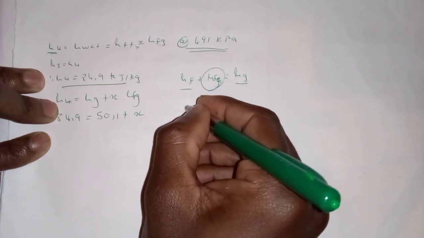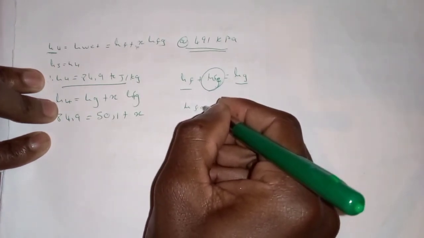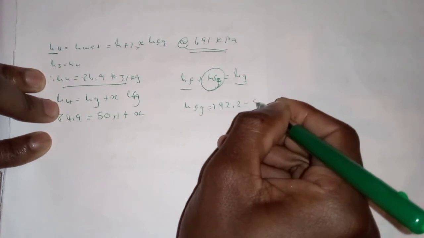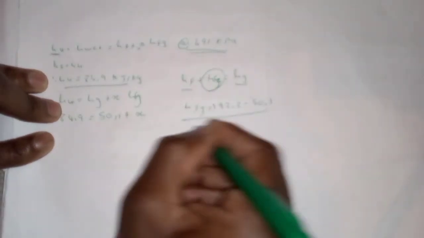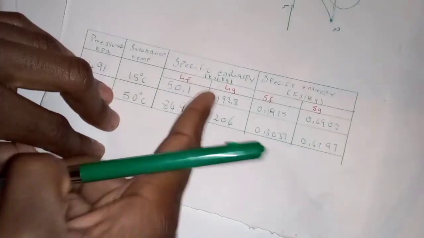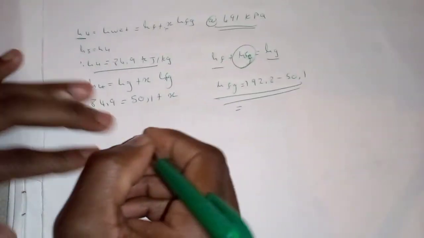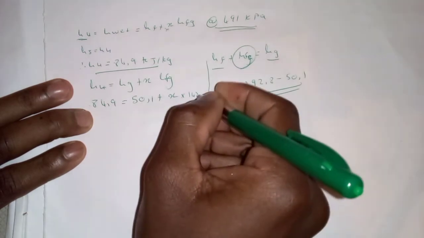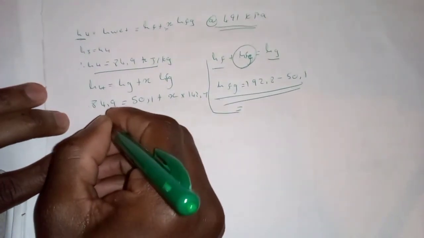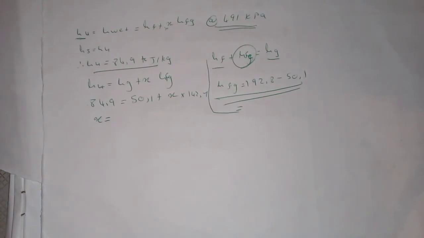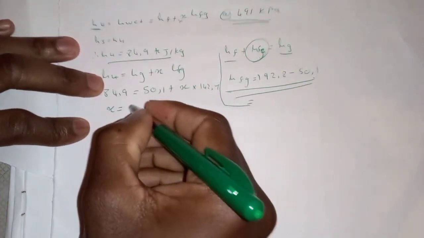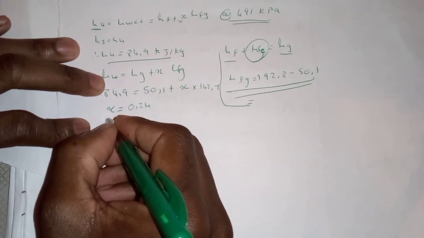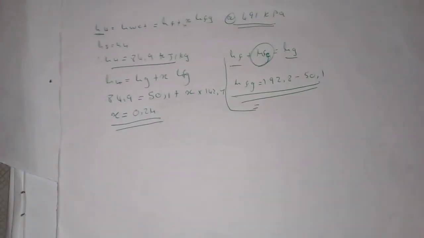We are going to say our HFG is equal to 192.8 minus 50.1. This is on the table that they gave us, this table. So we are going to end up with our HFG being equal to 142.7, and the dryness fraction as our only unknown, we calculate and got that it is 0.24, and it is unitless. So we continue to the next question.